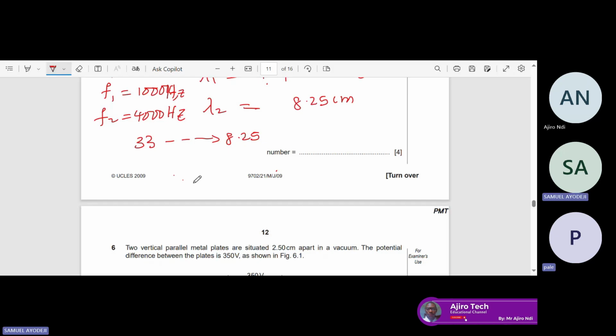Can you see the screen? Yes, you can see the screen now. No, it's fine now. Okay, maybe it's at your end, you just need to log off.